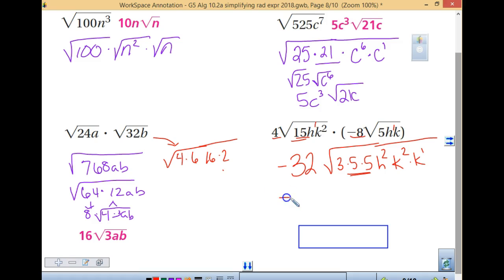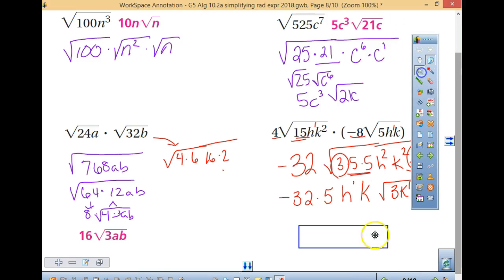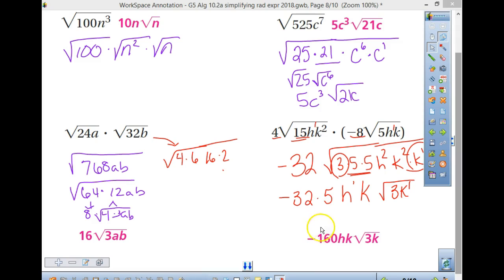So we have negative 32 times 5. What else is going to be outside of our square root? H to the first, and I don't have to put the 1 there. K to the first. Left underneath our square root, I still have this 3 and this k to the first. And a lot of times we don't put that 1 in there. I will not mark it wrong if you put a 1 there. But a lot of times you're going to see that answer without the 1s. Okay?